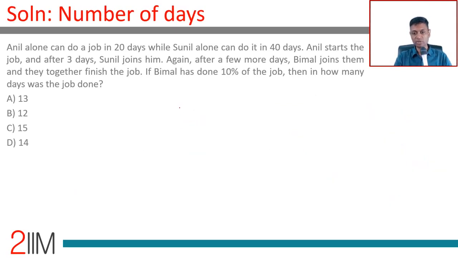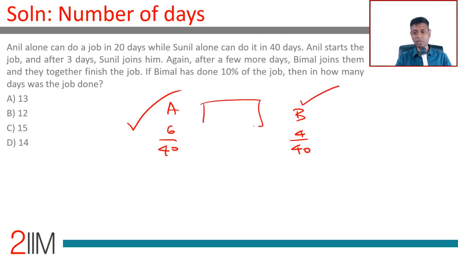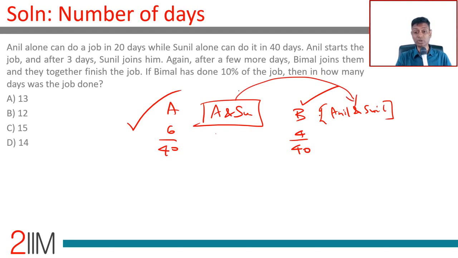So let's think about this. Anil alone 3/20 is 6/40. Bimal 10% is 4/40. This gets completed in the first 3 days. This gets completed in the window where Bimal is working. In between, we have Anil and Sunil. When Bimal is working, Anil and Sunil also work. We cannot forget that. And so Anil and Sunil would have done this. So we're looking at Anil and Sunil's contribution.